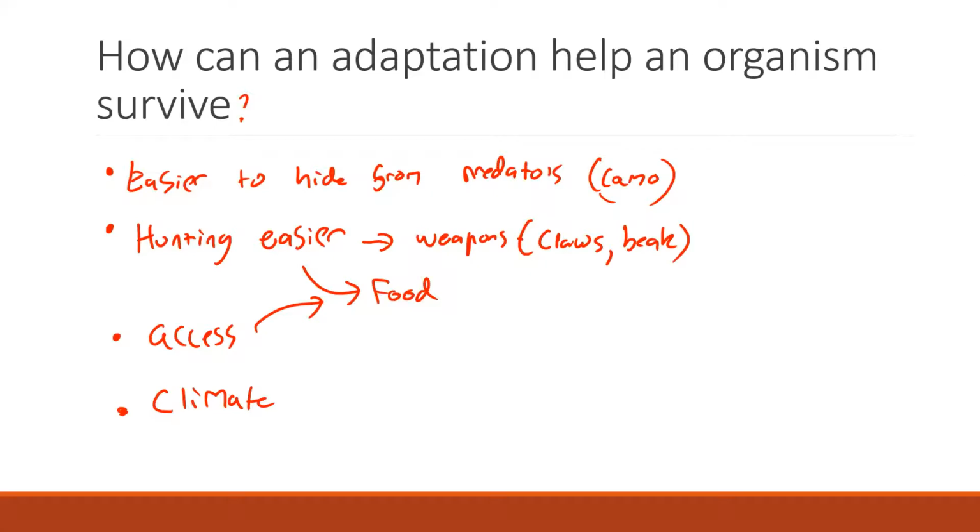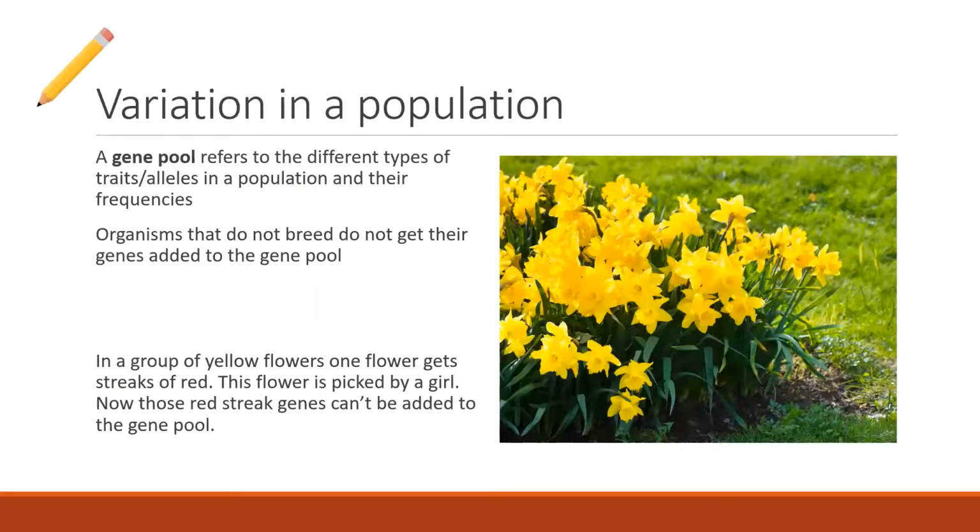Let's move on to now. So we're talking about changes happening in between person A and person B. What about changes over the whole, everyone in a population? And that becomes the variation of a population. I'm sorry there's a lot of text here, but I couldn't really think of a way to talk about this. A gene pool, and a lot of you guys may have heard the word gene pool before. It's about time we actually use it in science. A gene pool refers to the different types of traits or alleles in a population and their frequencies.